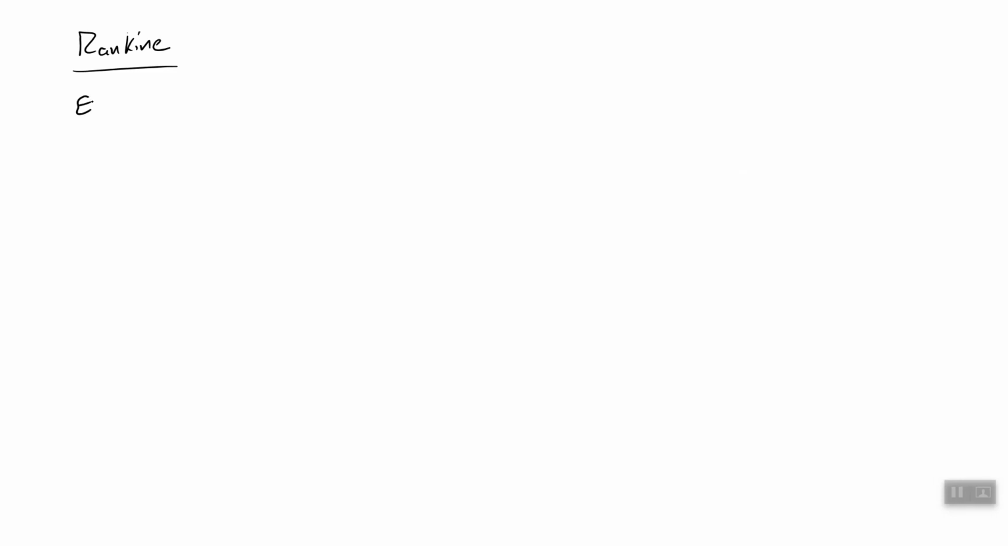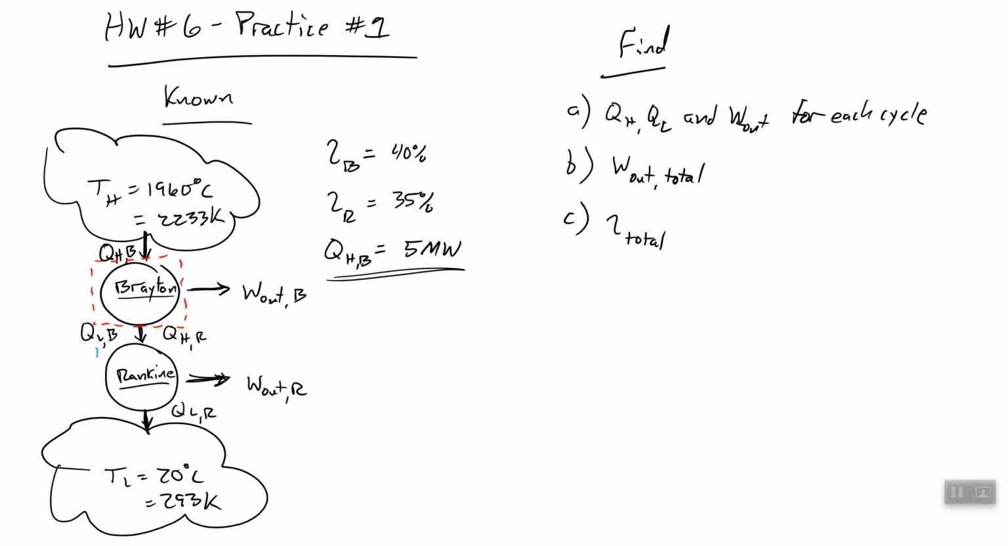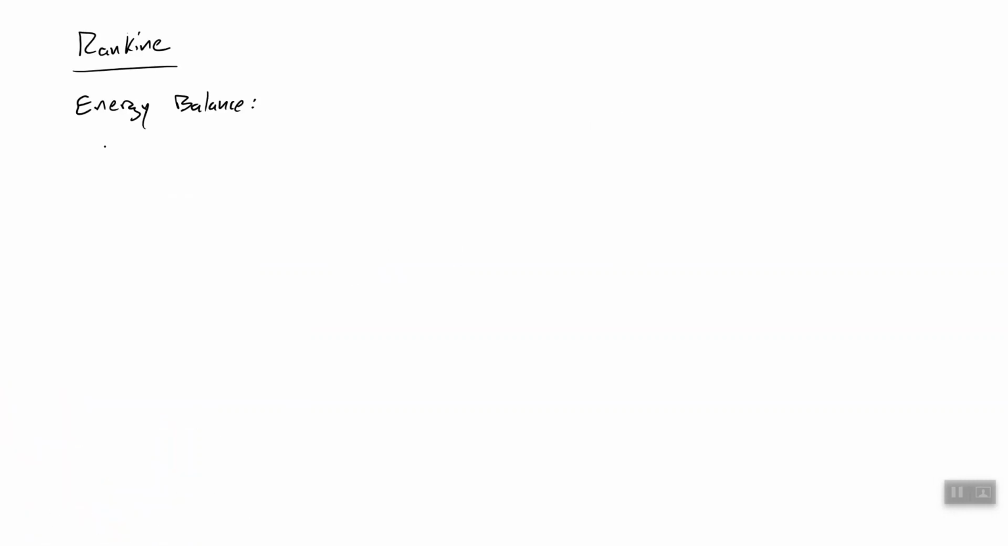Okay, so for the Rankine cycle, we're going to do a new energy balance. And this time, we're going to do that energy balance in blue. So we're going to put a box around the Rankine cycle, and we're going to balance the energy going in and the energy going out. We're working in rates, so energy per unit time.